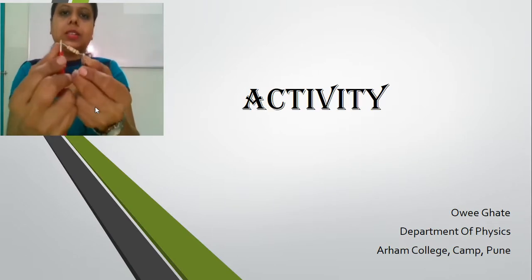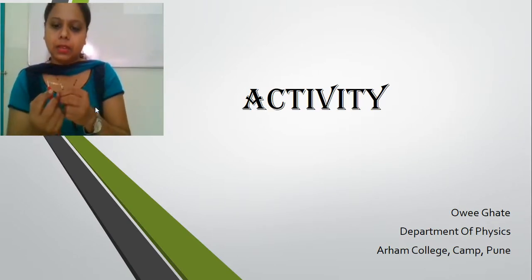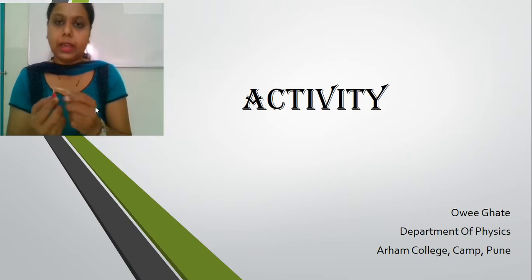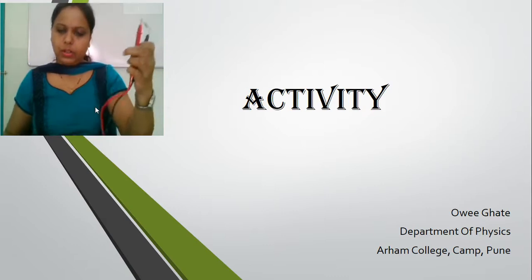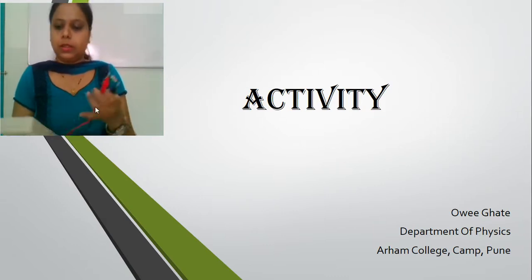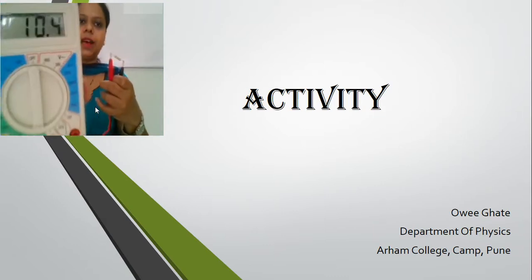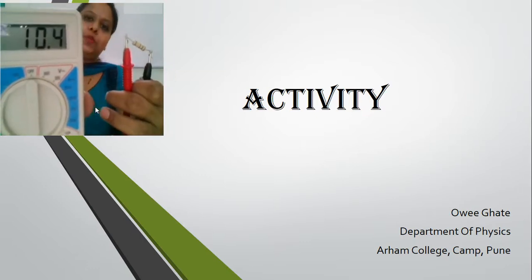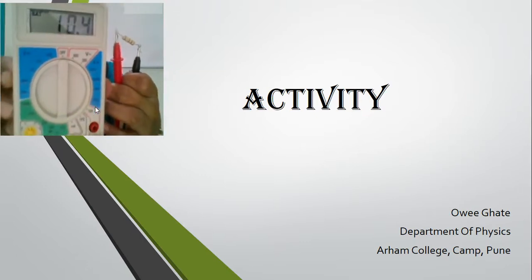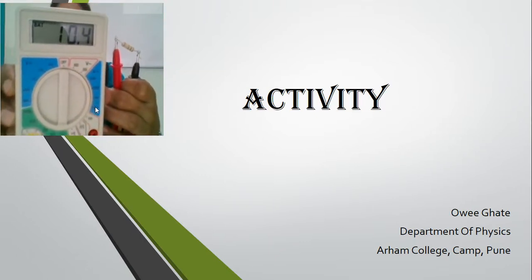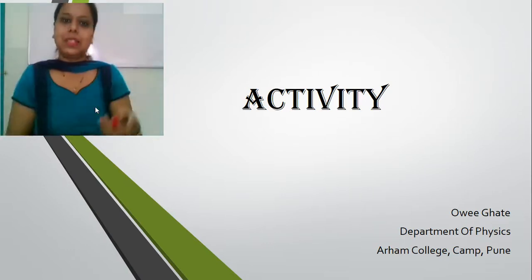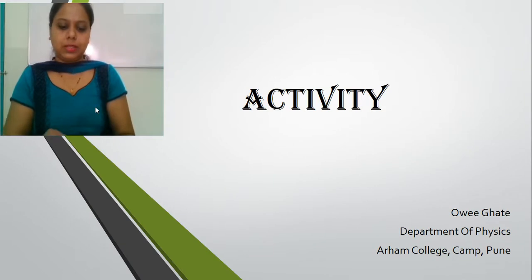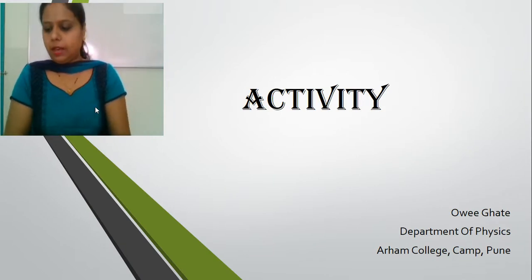Now this resistor has some color bands like red, black and orange. Okay, so you can find the value according to the color code method. Now let's see, we are having the value 10.4 ohm here. So this is the value for the resistor we are having. Let's jump on to the next component.